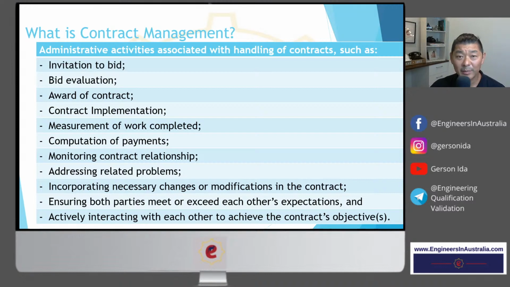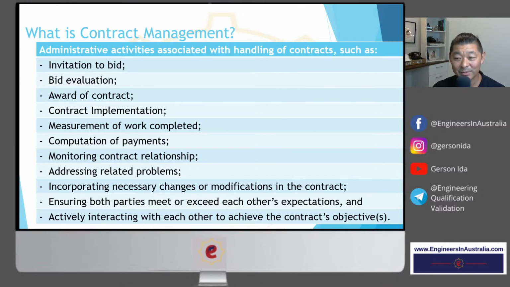And what is contract management? Apologies for the busy slide, but you know, I'm an engineer. My slides are usually very engineering-centered. But anyway, the information is there.